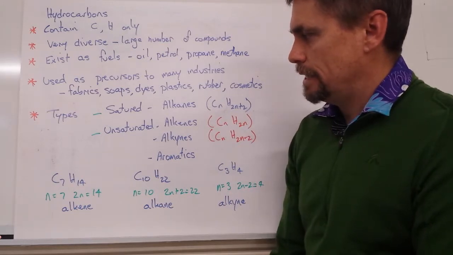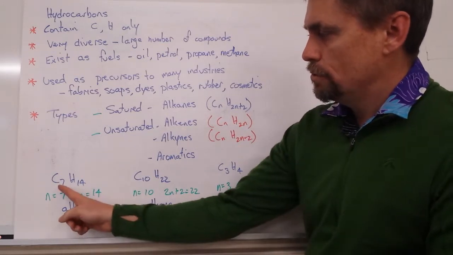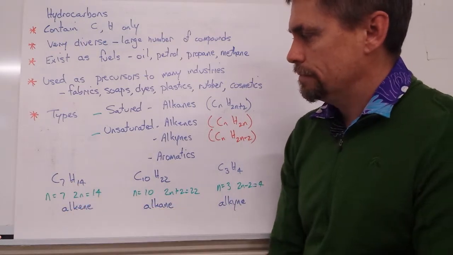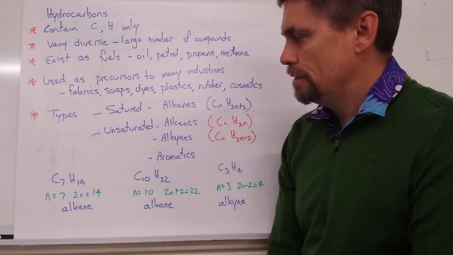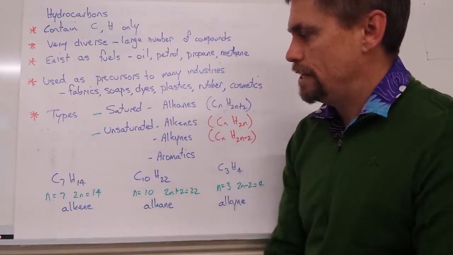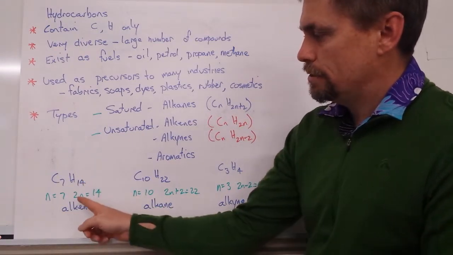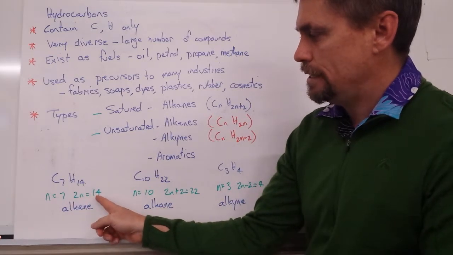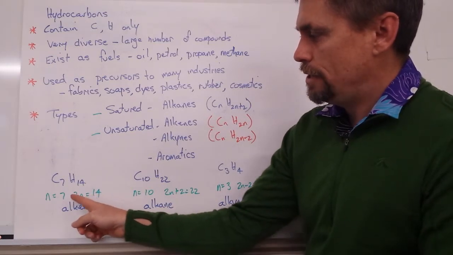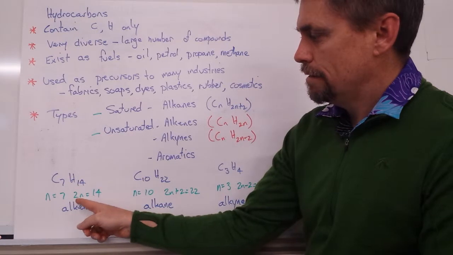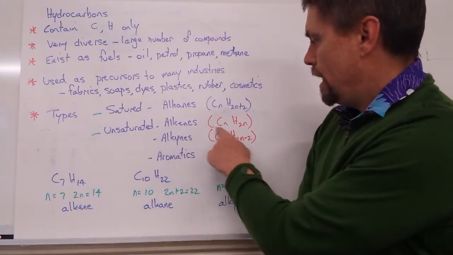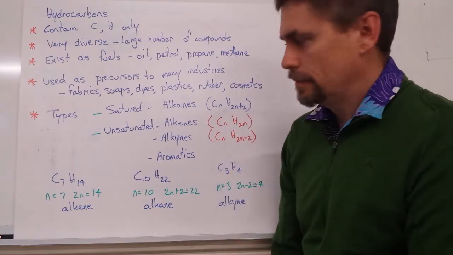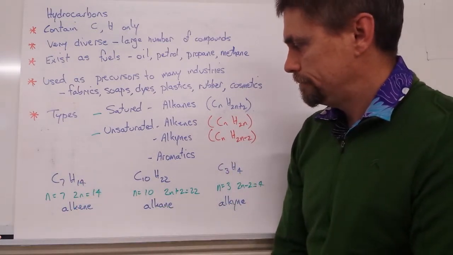So let's take three examples. If we've got the molecule C7H14, we know that n is equal to 7. So we've just got to determine what's happening with our hydrogen ratio. And if we look at it, 2 times 7 gives us 14. Therefore, the ratio here will be n for carbon and 2n for hydrogen. Therefore, we will have an alkene. So this molecule is an alkene.